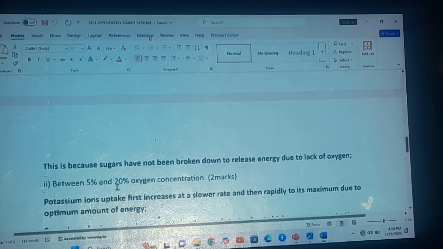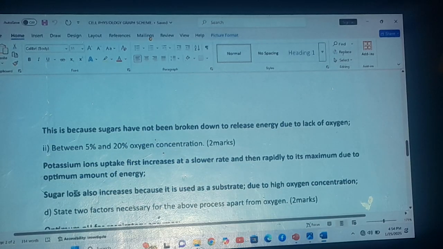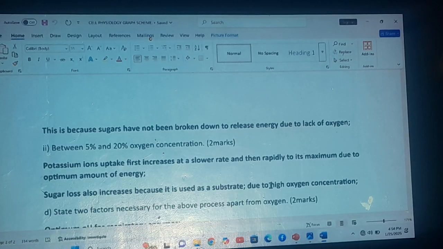Potassium ion uptake first increases at a slow rate, at around that 5%, and then rapidly to its maximum due to the optimum energy. That is not the full explanation. Sugar loss also increases because it's used as a substrate during the respiration process due to high oxygen concentration. Hope you understand this one.